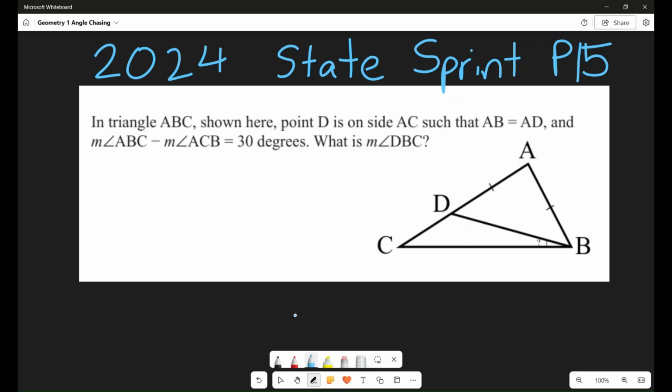So we know that AB is equal to AD. So let's say that angle ABD and ADB are both equal to X. Those two angles need to be equal because ABD is an isosceles triangle. Now we can say that BDC is 180 minus X.